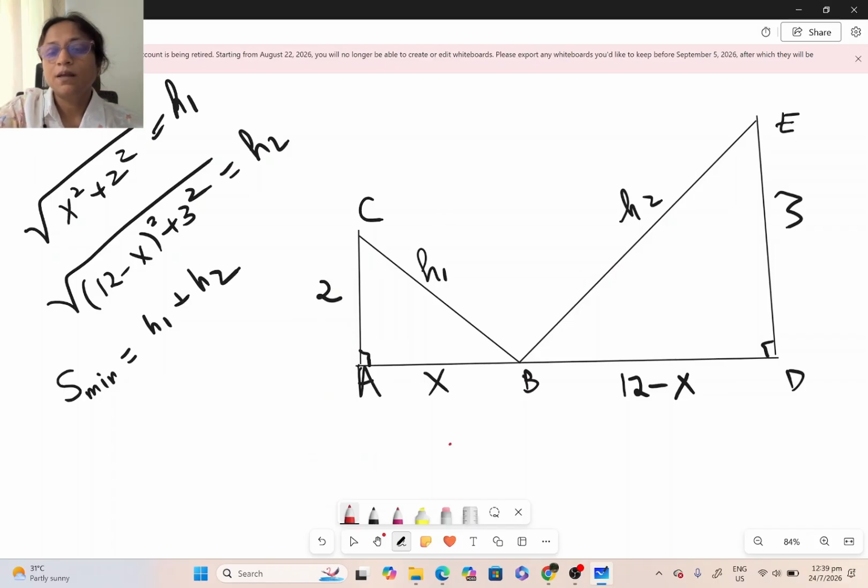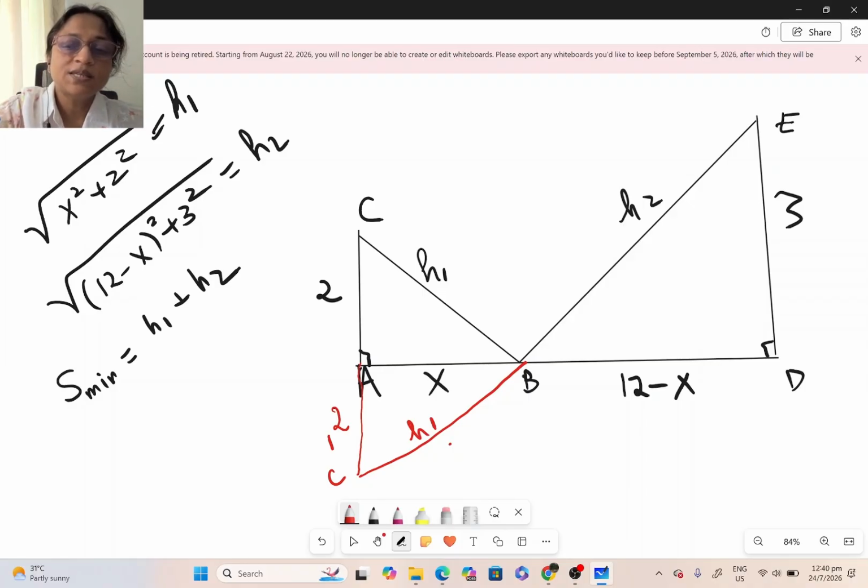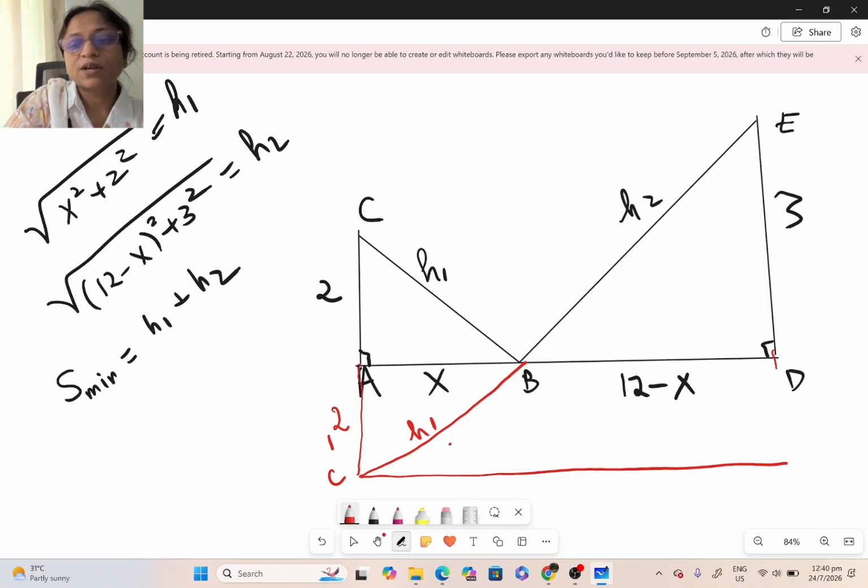So now I know the distance between 2 points is minimum when it's a straight line. It's linear, right? So can I think about reflecting this distance down? If I reflect this down, I make it c dash, and reflection preserves distances, so the distance will not change. This a c dash will be 2 again, and c dash b will be h1 again, right? Now for this distance to be minimum, it should be a straight line. It should be linear.